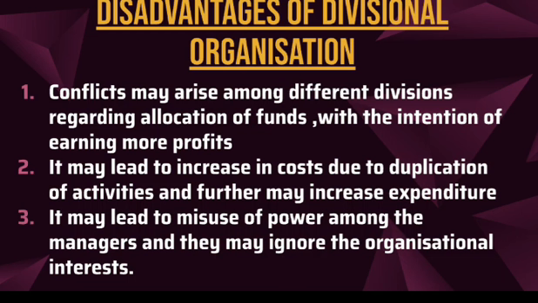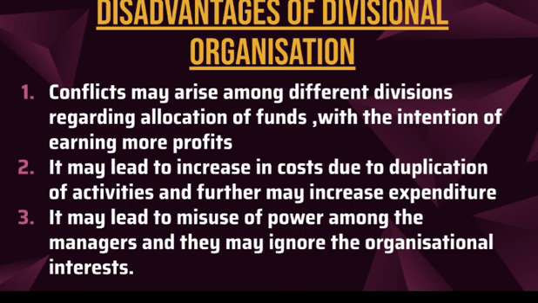So what happens is each product line will have its own funds, and allocation of funds may be the cause of a problem. With the allocation or distribution of funds, and the intention of earning more and more money and profits, conflicts may arise among different departments or different product lines.